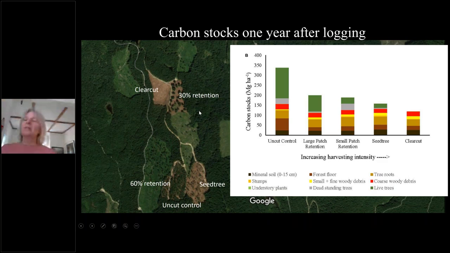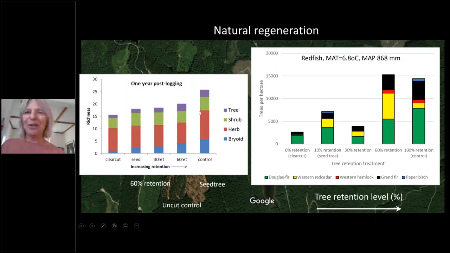The other thing I wanted to point out is that this figure is actually in the opposite direction. We've got our clear cut on the left instead of the right. And you can see that, just like carbon, as we cut our forests, we also lose biodiversity. That's been shown around the world. It's no exception here. We especially lose our moss species.